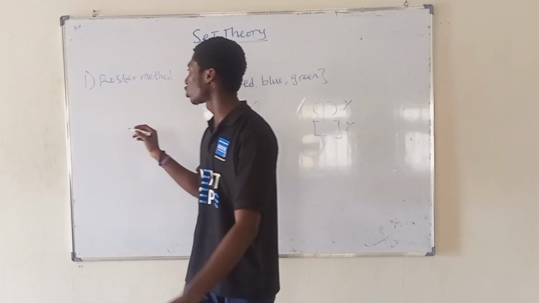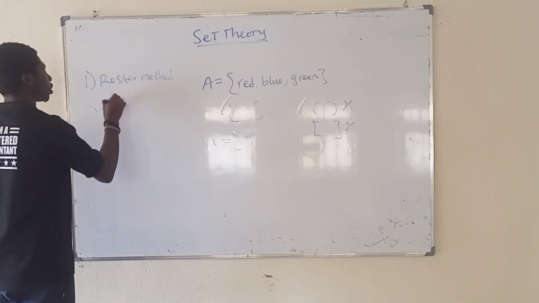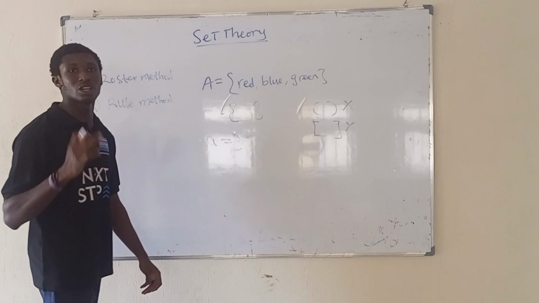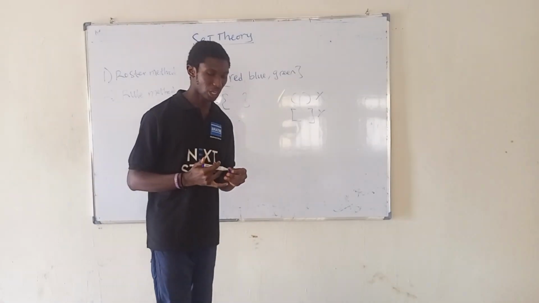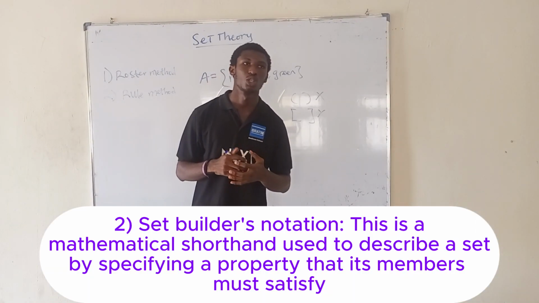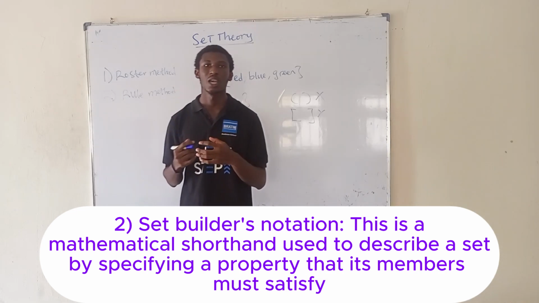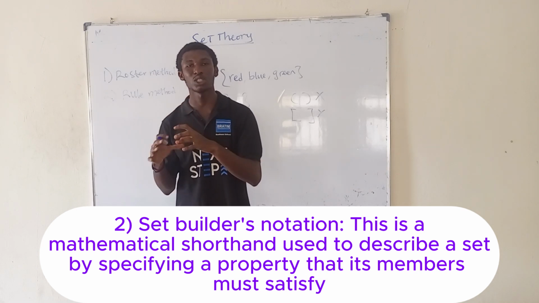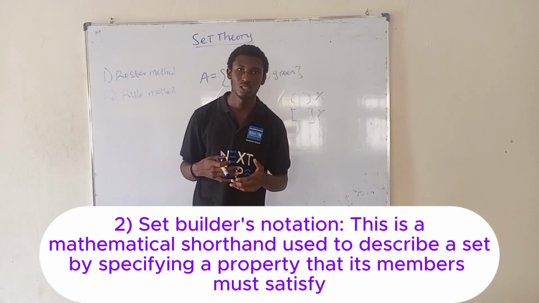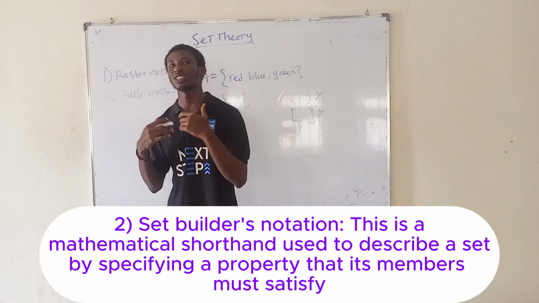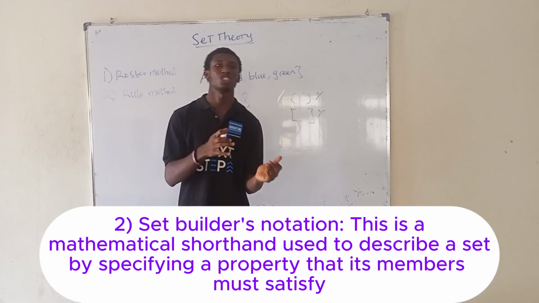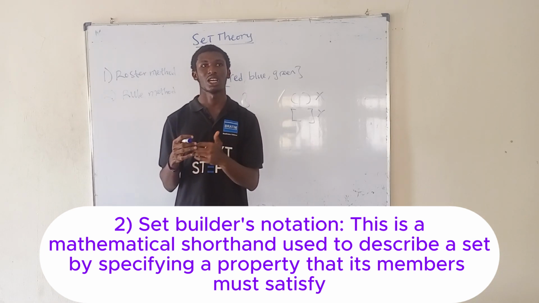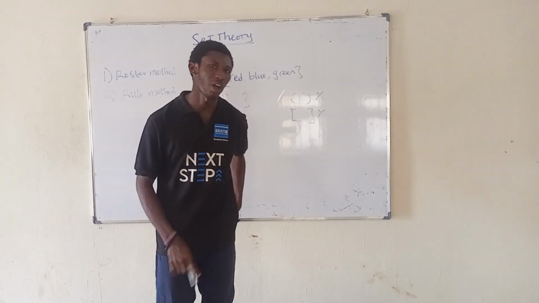The second one we have is your set builder's notation, or rule method. You can call it your set builder's notation or your rule method. I'll write rule method instead, but it is generally known as set builder's notation. Now, this is a mathematical shorthand used to describe a set by specifying the properties that the members, or the elements, of that set must satisfy.